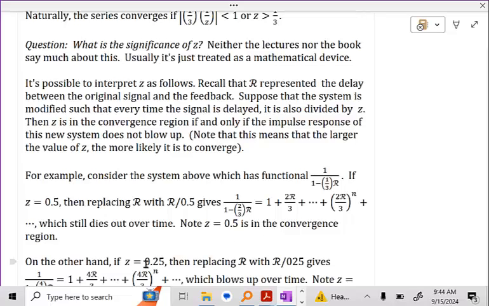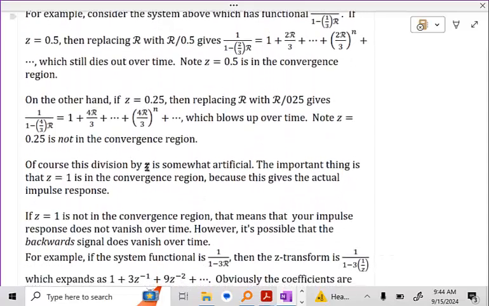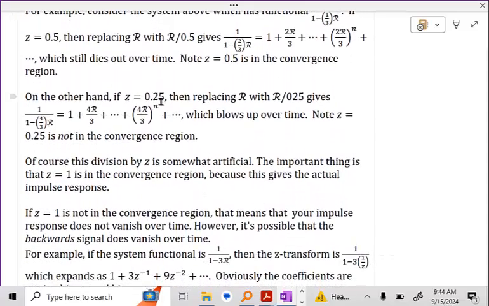But if z is 0.25, then you'll see that the amplification factor in this case is 1 over 0.25, or 4. If you're amplifying by 4 each time, then this signal is actually blowing up. So z equals 0.25 is not in the convergent region.